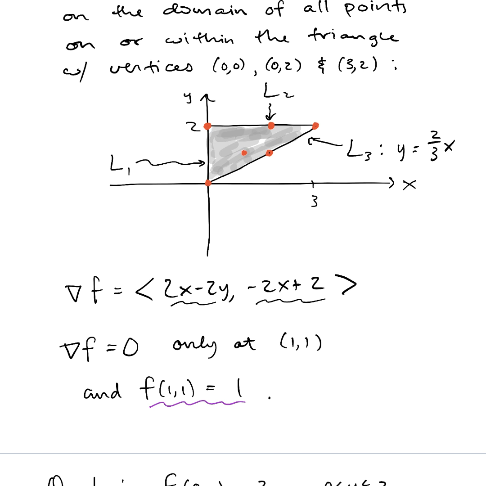All right, here we go. At this dot, f came out to 4. At this dot, f came out to 0. At this dot, f came out to 1. At this dot, f came out to 4/3. At this dot, f came out to 0. And at the interior point, f came out to 1.